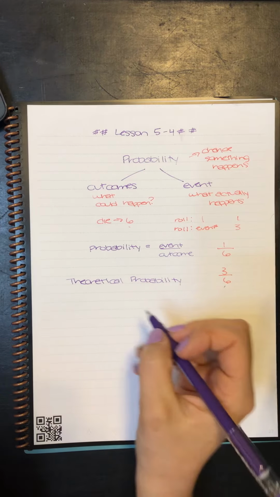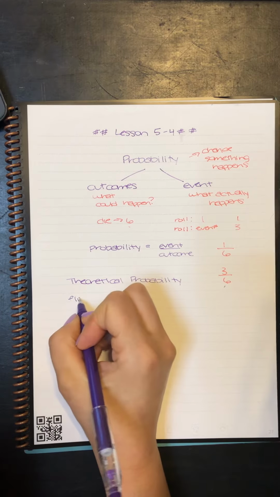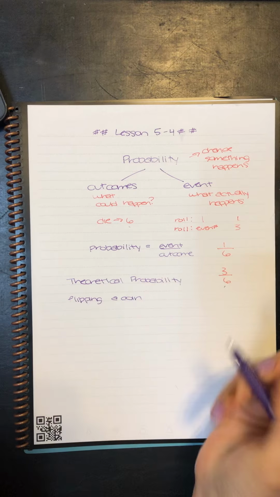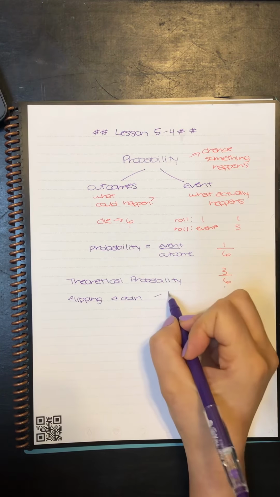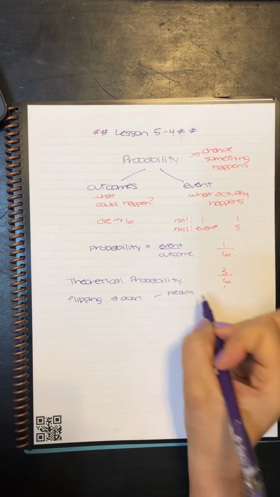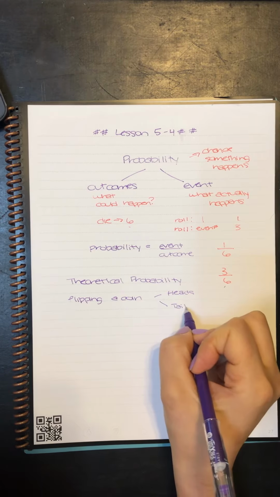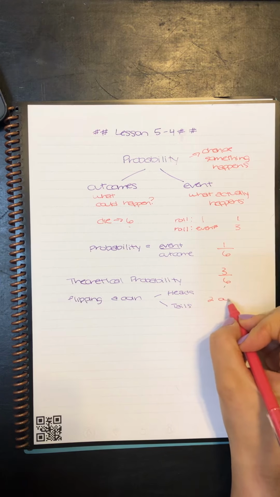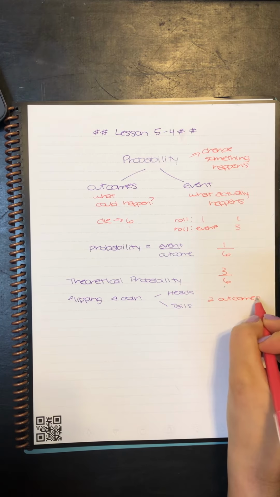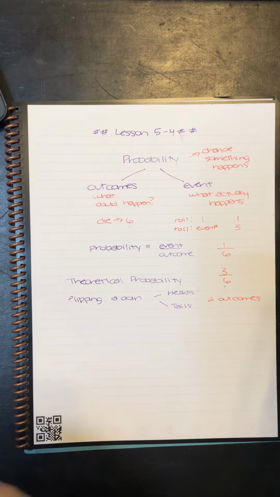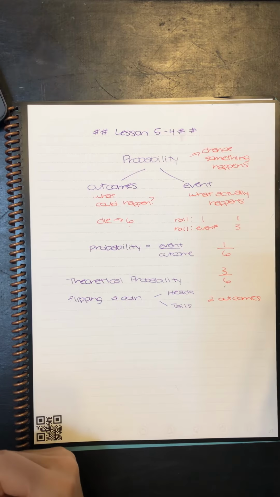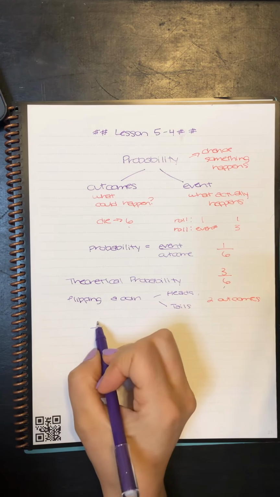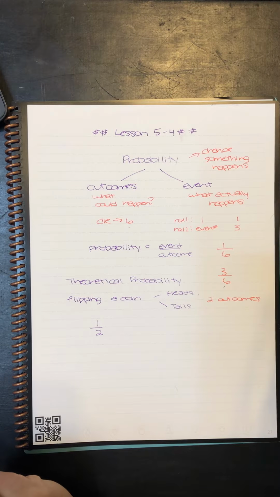So if we talk about the theoretical probability of flipping a coin, 2 things could happen. If I have a normal coin, I could get a heads, or I could get tails, right? And so this is 2 possible outcomes. But if I said, what's the probability that I get a heads? Well, out of 2 outcomes, that's 1 event that I want to be correct. So that would be 1 over 2. So that's theoretical probability.